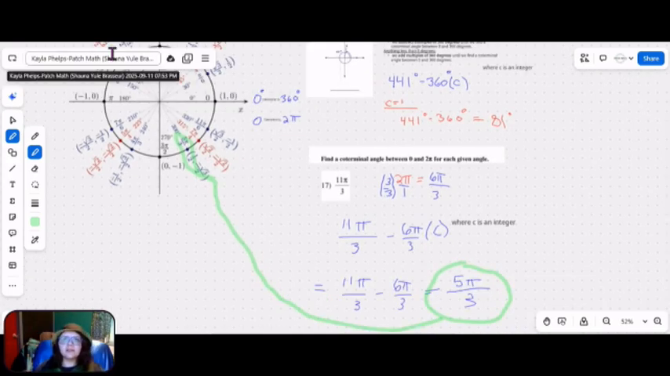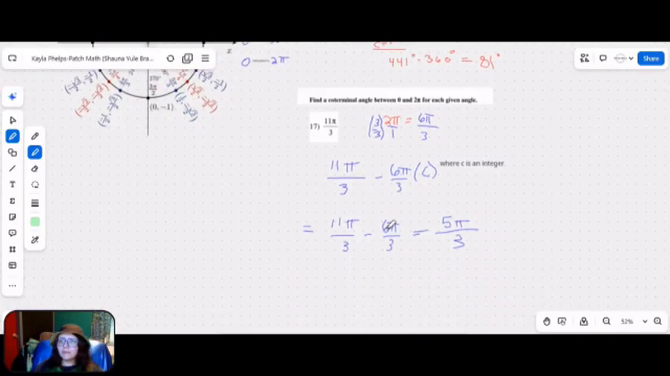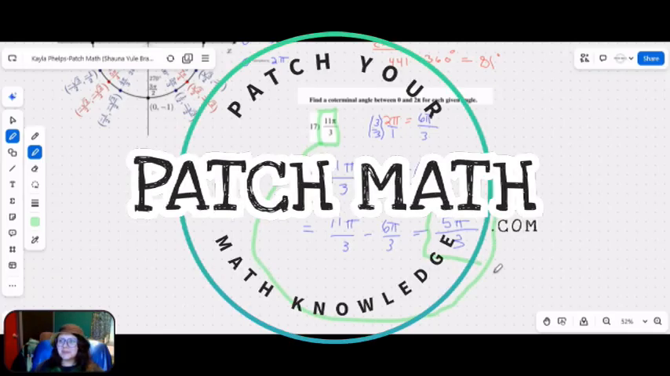Now, I'm not asked to do anything with this coterminal angle yet. That's important, and we will get to that in the next video. But for now, all you need to know is that if we want to find an angle that we can use on the unit circle that is coterminal to 11 pi over 3, we know that coterminal angle is 5 pi over 3.